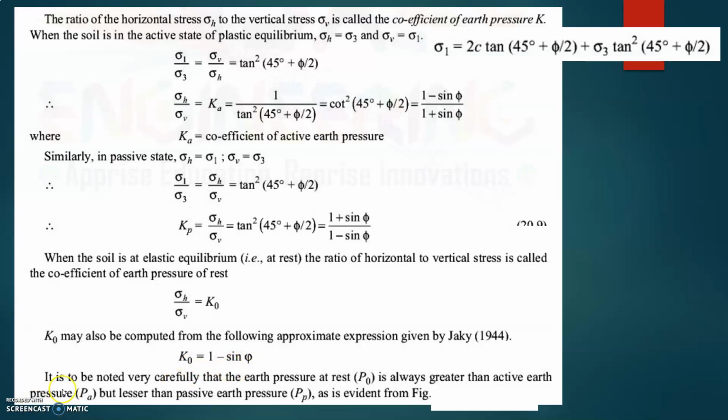It is to be noted very carefully that earth pressure at rest, P naught, is always greater than active earth pressure but lesser than passive earth pressure. Okay, this you have to remember. The earth pressure at rest is greater than active earth pressure but less than passive earth pressure. Okay, so this is about the coefficient of earth pressure.